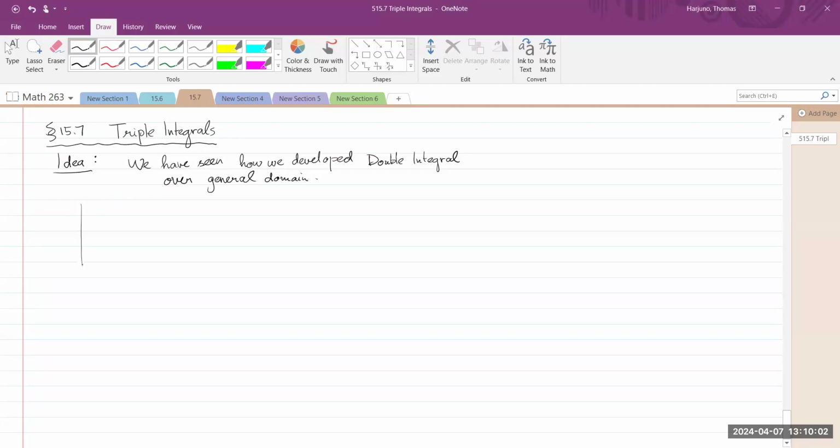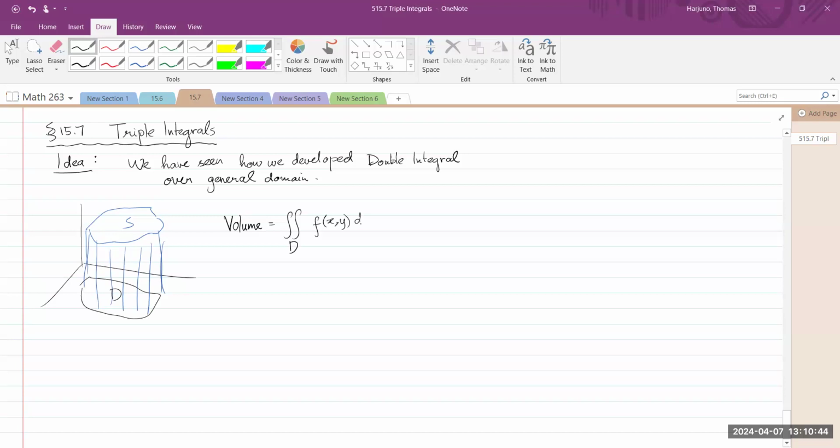So if we have the general domain D like this, and the solid is bounded above by S, right? Now we want to find what is the volume of this solid. And the way we did it, the volume is equal to the double integral over D, okay? And on the top we have that S, which is given by f of x, y, dA, okay? This is the solid bounded above by surface S and bounded below by the xy plane, right?